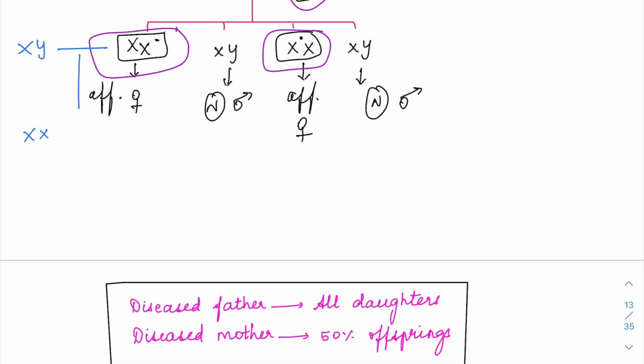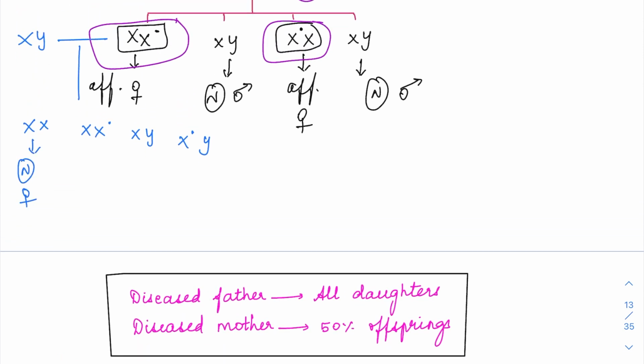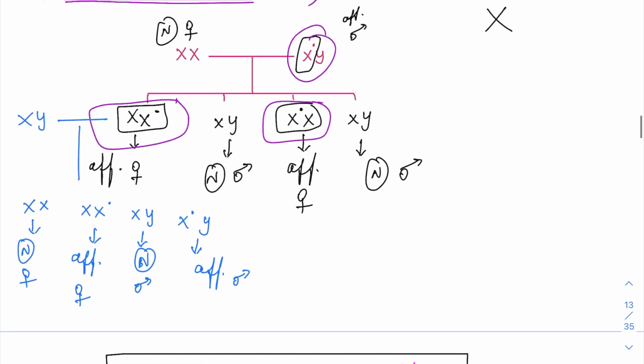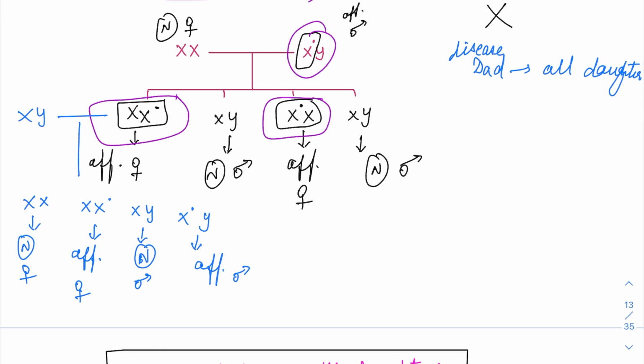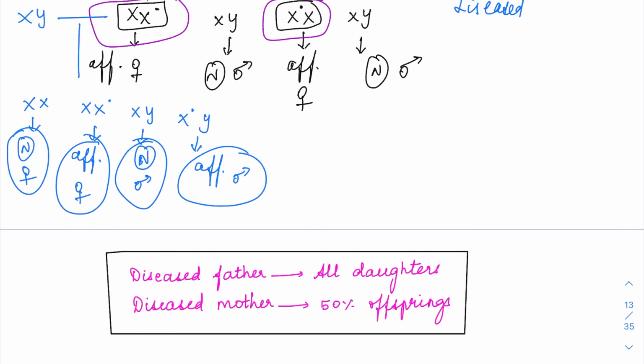In that case, you are going to have XX, XX, X dash, then XY. So this will be the one. Here this is a normal female. This is a normal male. And here this is an affected female. And here it is an affected male. In that case, if you see, the dad is going to give the disease to all his daughters while sparing his sons, while a diseased mom is equally giving the disease to both the male and female. That is, both daughters and sons are going to be affected, and only 50% are affected, right? So normal male is there, normal female is there, and there is 50% of affected male and female.